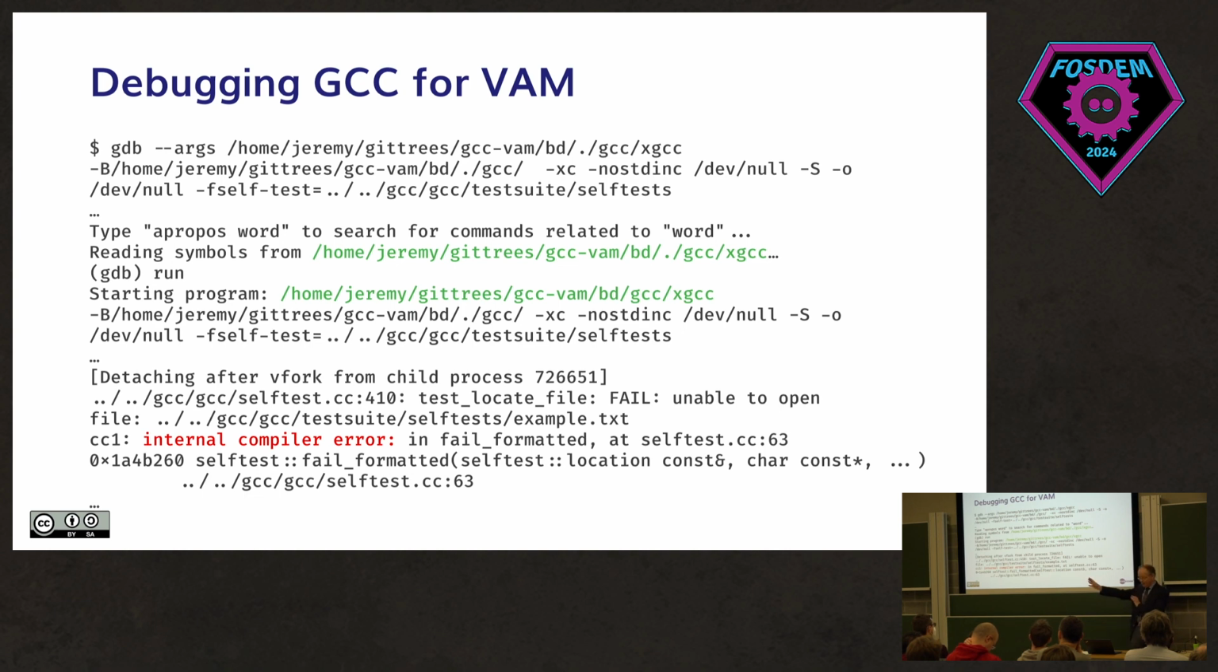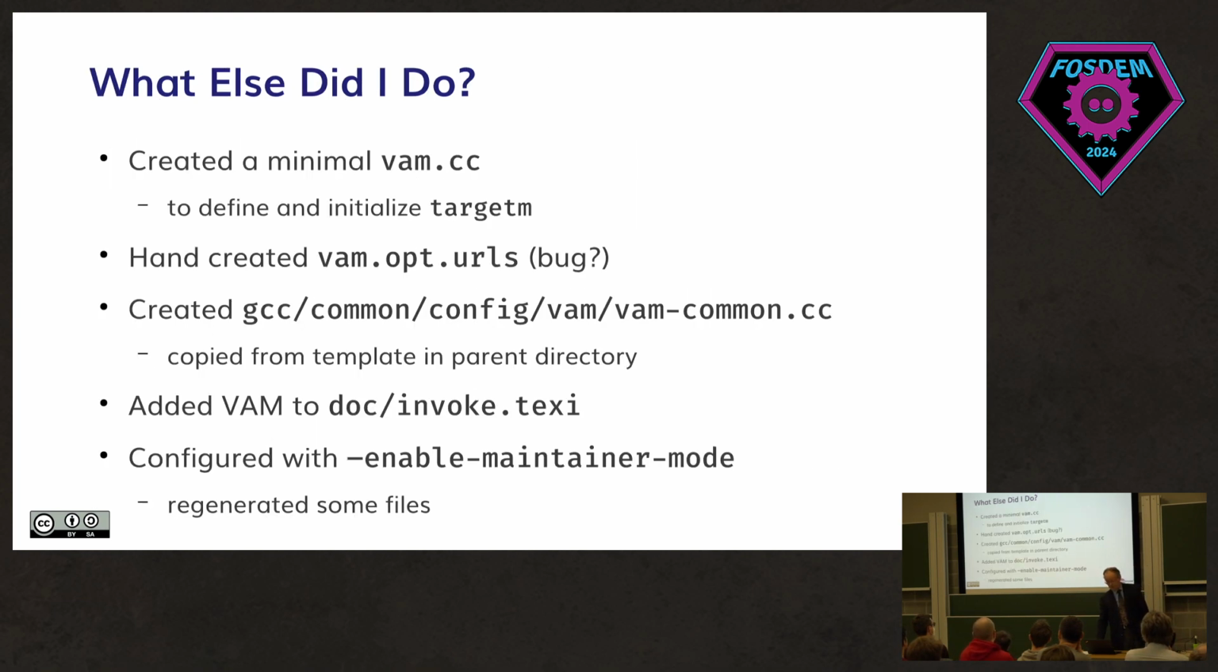And this is why we work as a community. So make self-test-GDB will do all this magic for you. Okay. So there was a bit of smoke and mirrors in there. I created a minimal vam.cc. Guess what I copied it from? There was a bug in vam.opt.urls. I had to hand create that and hack around that, and that I think is a bug.